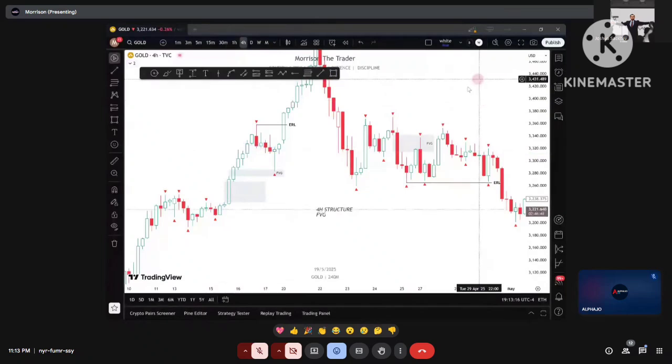Whatever I'm saying here, don't just take it at hindsight. You can actually go into the market and look at how price reacts to fair value gaps, and especially the right fair value gaps. Okay.